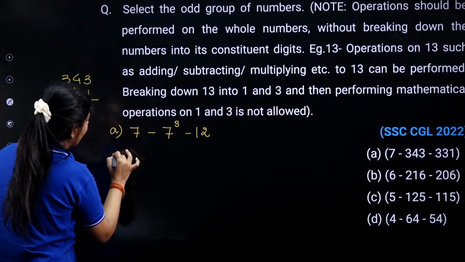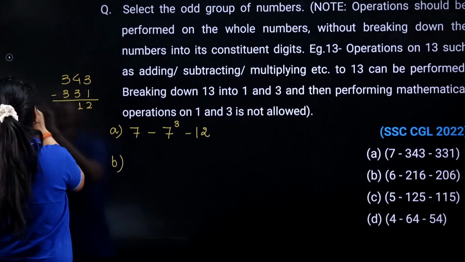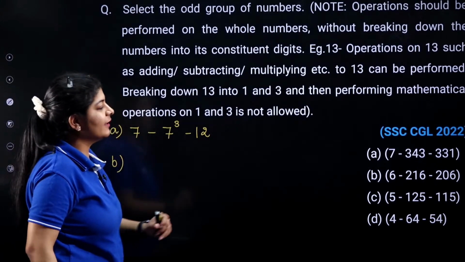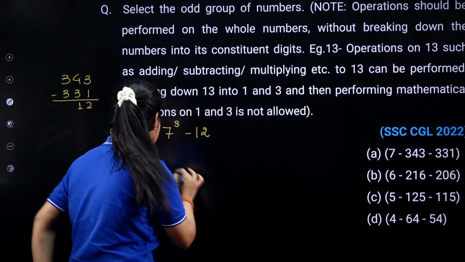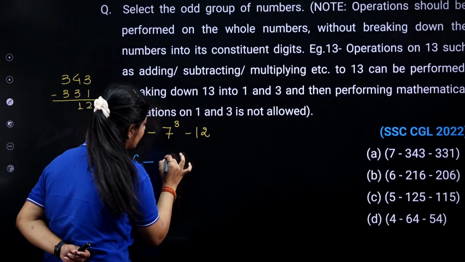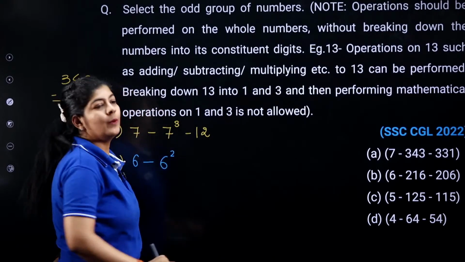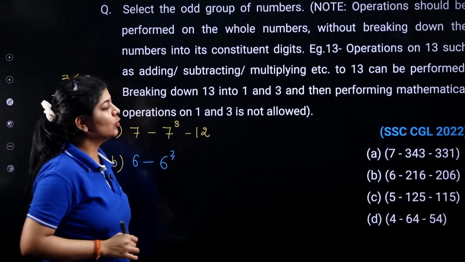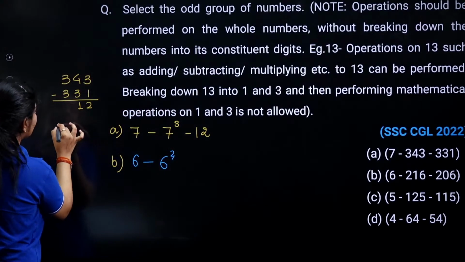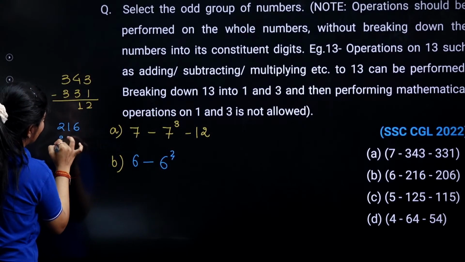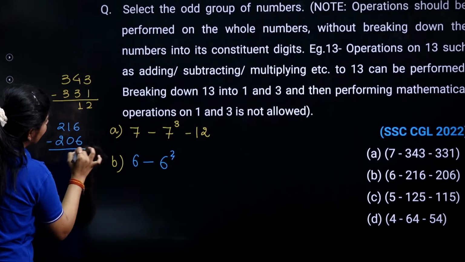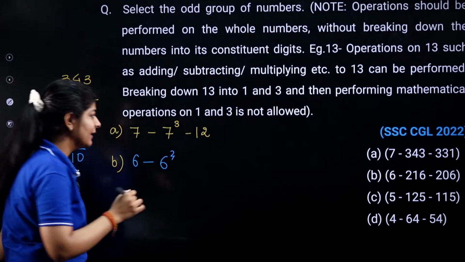Okay, option B. What does option B say? Here we have 6. And what is the cube of 6? We know that it is 216. If I find the difference, 216 minus 206, here I am getting a difference of 10.